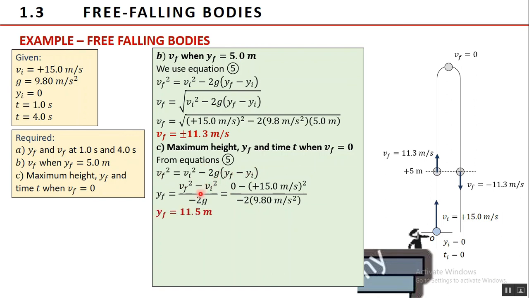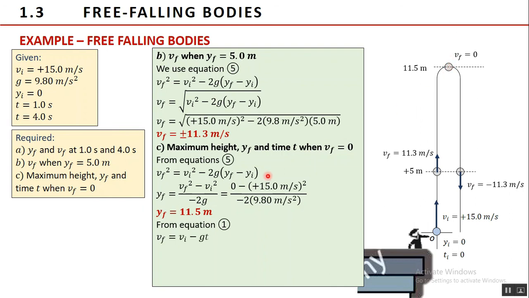So the transformed equation is y sub f equal to v sub f squared minus v sub i squared all over negative 2g. Substituting values will give a maximum height y sub f of 11.5 meters. Take note, this is the maximum position of the ball. It will never reach any position above this.